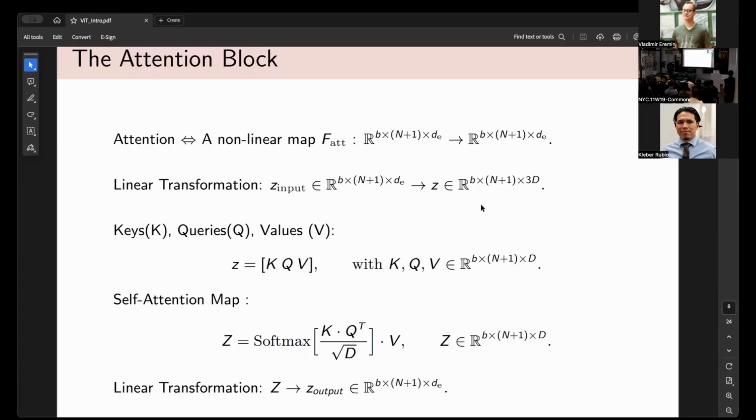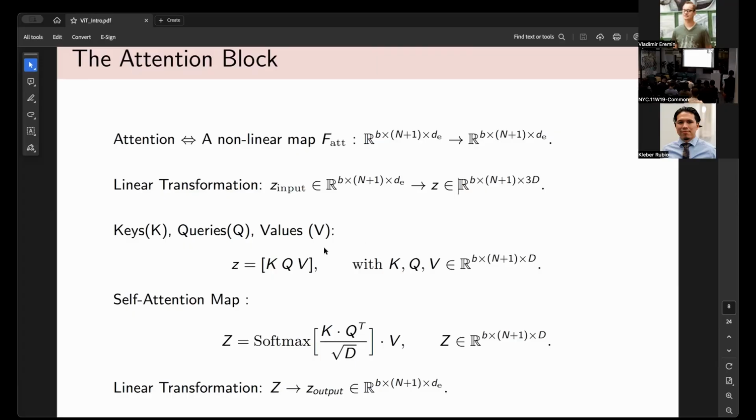The first step is a linear transformation, which acts in this fashion. Here you see that the last dimension, d_e, is changed to a different dimension, 3 times D. Everything else remains the same. It just means that you're taking the tokens and mapping them to a different vector space. That's all you're doing, just a linear transformation.